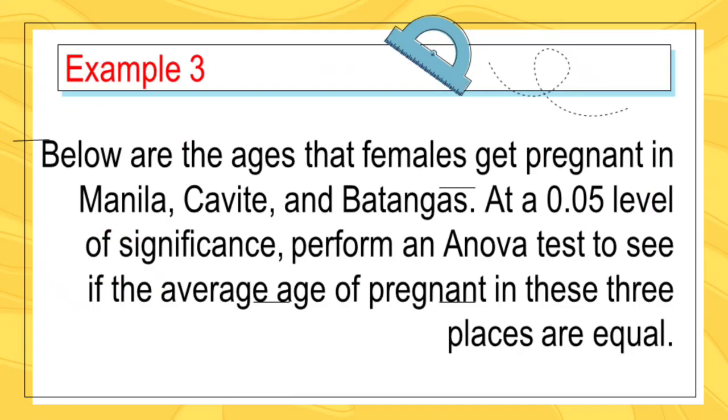Question 3. Below are the ages that females get pregnant in Manila, Cavite, and Batangas. At a 0.05 level of significance, perform an ANOVA test to see if the average age of pregnancy in these three places are equal.